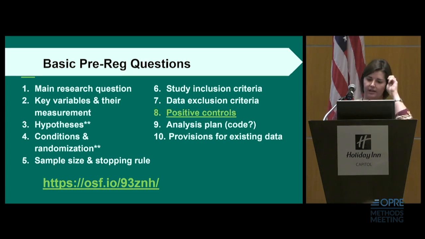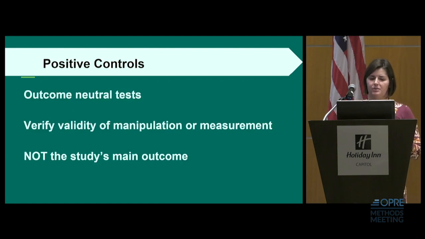I have a highlighted one here, positive controls, because depending on your area of training, this might be familiar to you or less familiar, and it might have gone under different names. But positive controls basically mean that we have some kind of outcome neutral test that helps you to verify the validity of your manipulation or measurement. So in the spirit of making sure that your study is informative regardless of how the results turn out, you want to be certain that the manipulation that you've introduced or the variables that you're measuring have been measured or manipulated in a valid way.